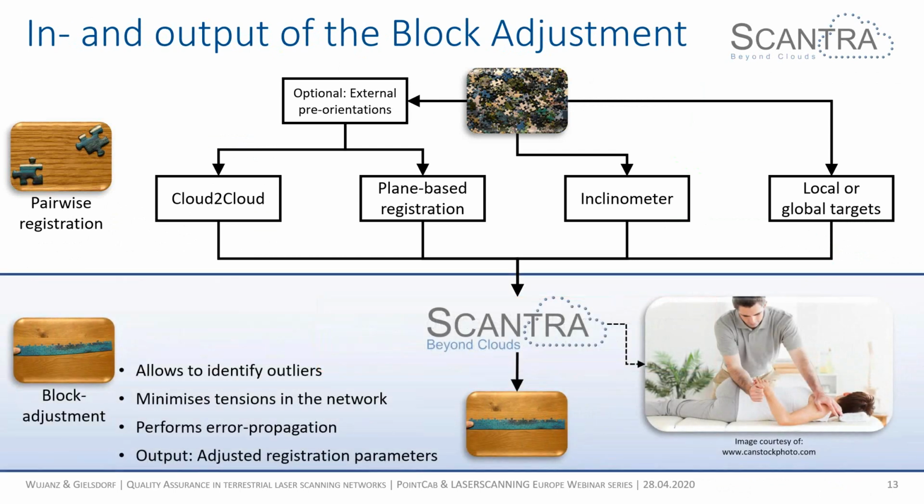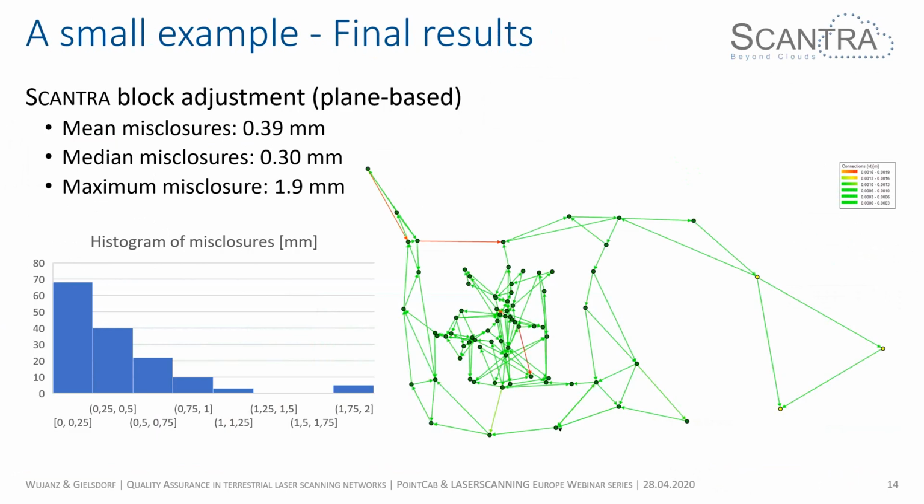In general, the task of the block adjustment is to minimize tensions within your network and to identify outliers. What that is, I will tell you later. In addition, it also performs an error propagation. I will also explain that to you at the very end of this webinar. So at the end, what you're going to get is error-free and adjusted registration parameters. This is the task for the block adjustment, and of course for the whole processing chain in the light of quality assurance.